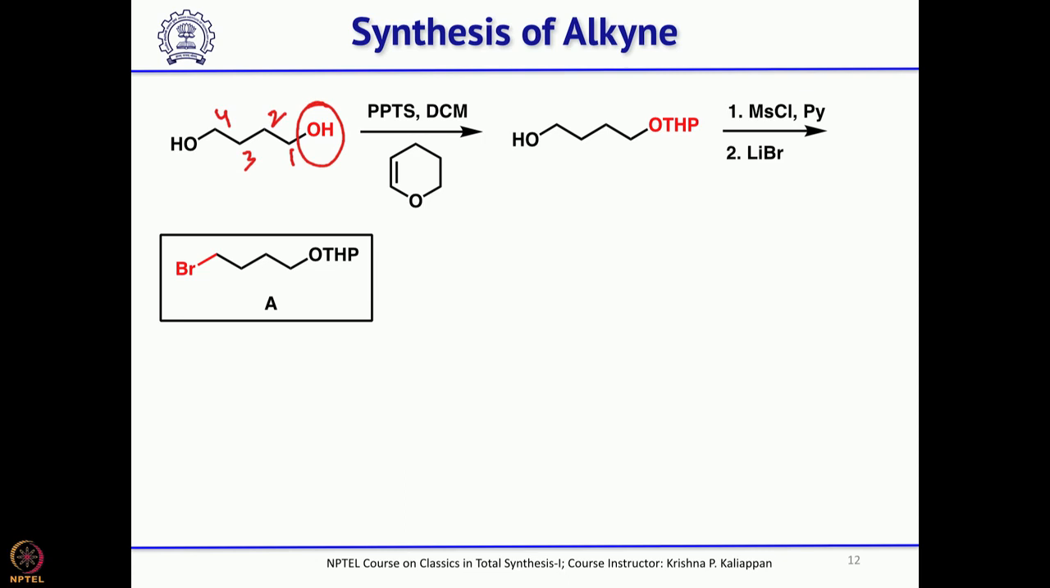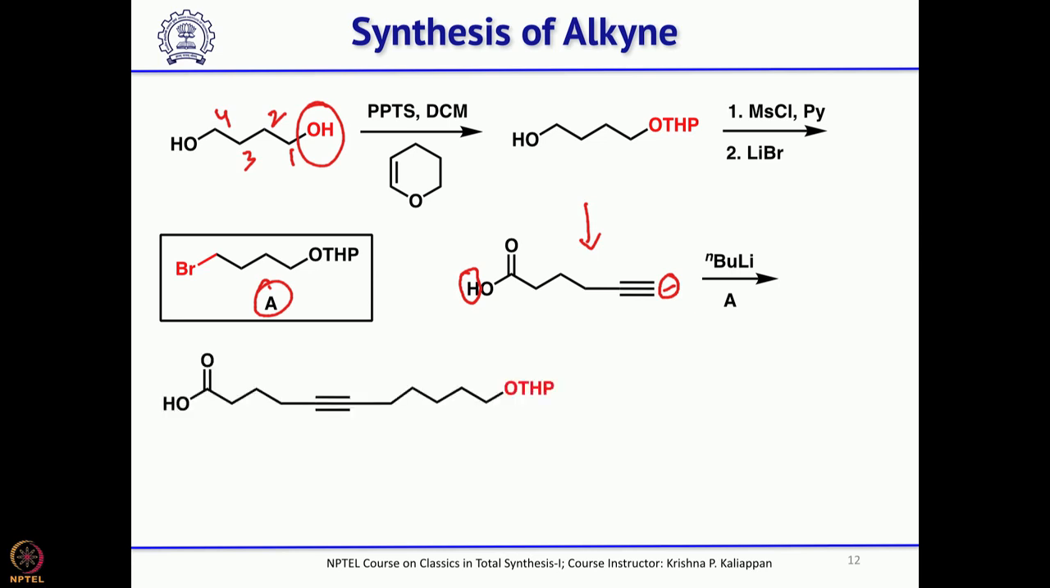Okay, so now this alkylating agent is ready. Then you have to start with the triple bond. So the triple bond and the carboxylic acid, this also can be easily made in a few steps from known starting material. Now if we treat with butyl lithium, more than two equivalents of butyl lithium is required, one to generate the anion here, the other to remove this proton. So once you do that, then quench with this halide. Okay, so that will give you this long chain.